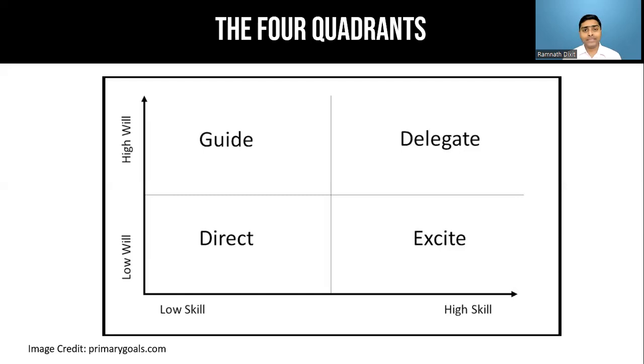So when you see that someone does not have the skill or the will, that is, they have got low skill and low will, the approach that you need to take as a leader is to direct them, is to tell them exactly what needs to be done, how it needs to be done, when it needs to be done, etc., etc. So your role as a leader is quite large in this particular context.